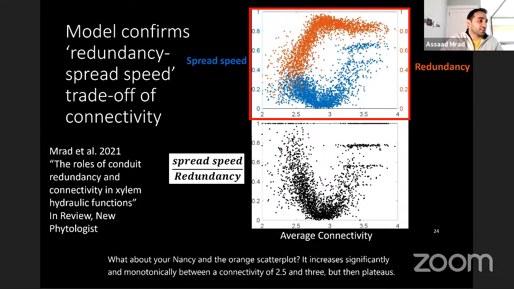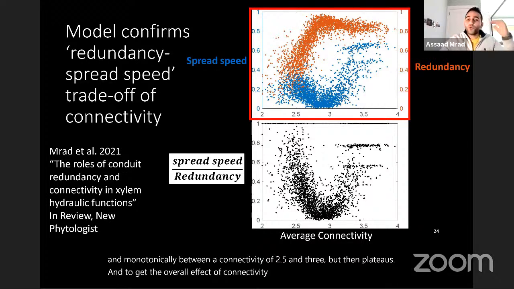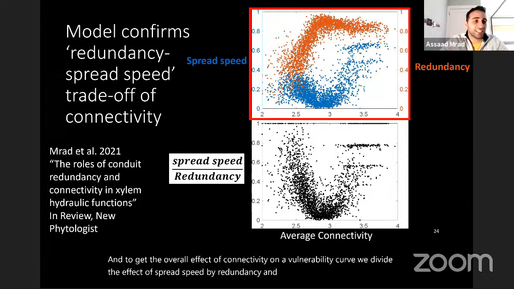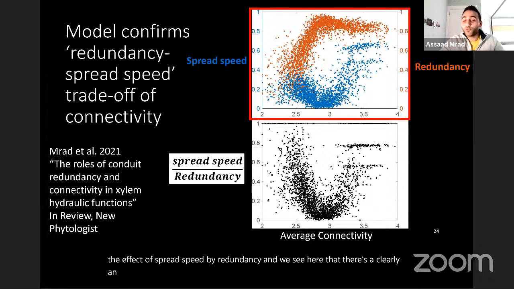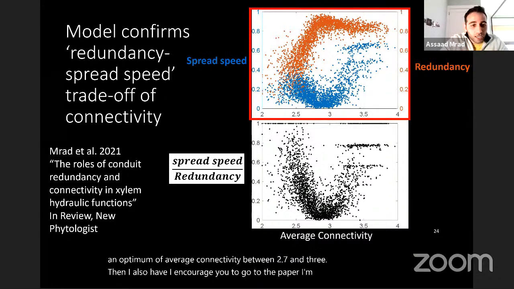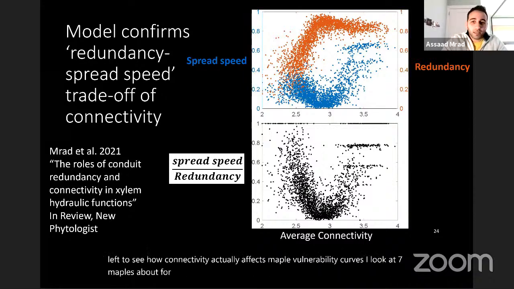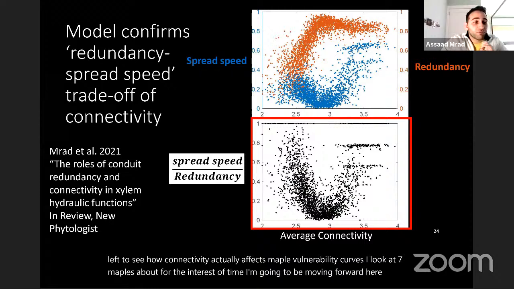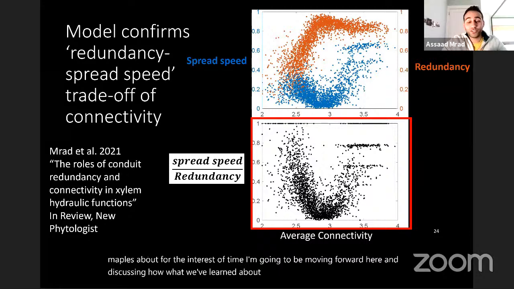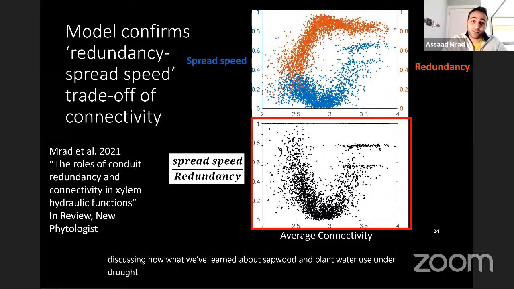And to get the overall effect of connectivity on a vulnerability curve, we divide the effect of spread speed by redundancy. And we see here that there's clearly an optimum of average connectivity between 2.7 and 3. I encourage you to go to the paper I'm mentioning here on the left to see how connectivity actually affects maple vulnerability curves. I look at 7 maples, but for the interest of time, I'm going to be moving forward here and discussing how what we've learned about sapwood and plant water use under drought affects photosynthesis.